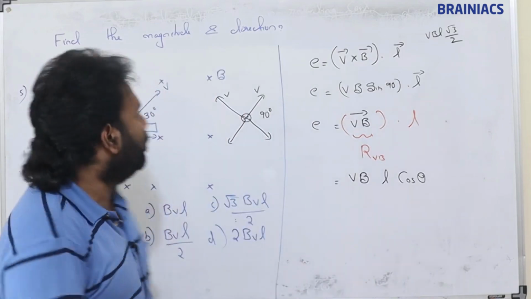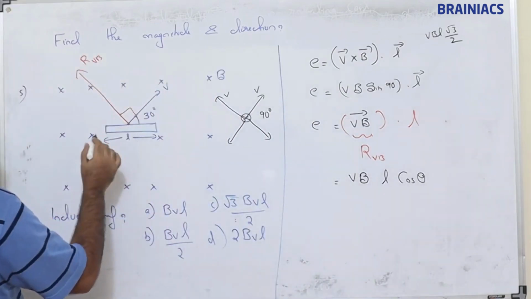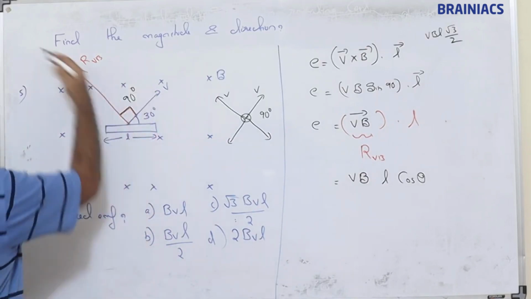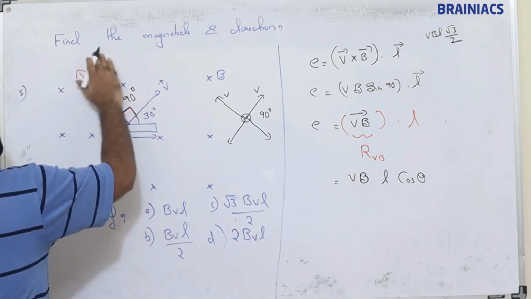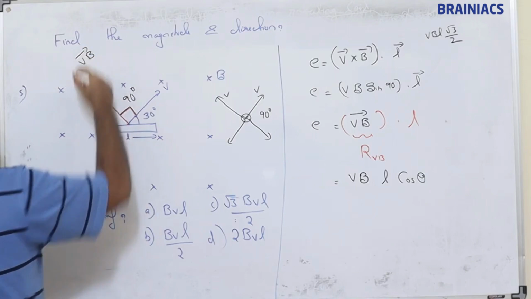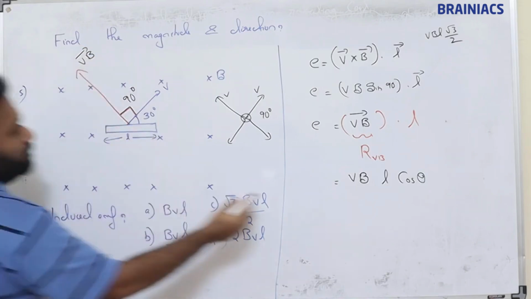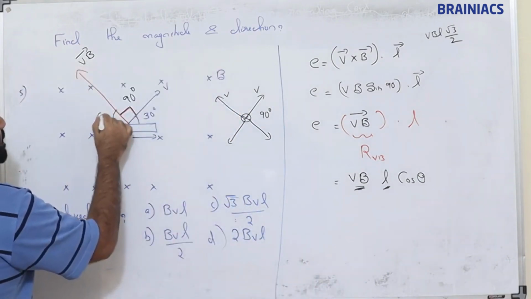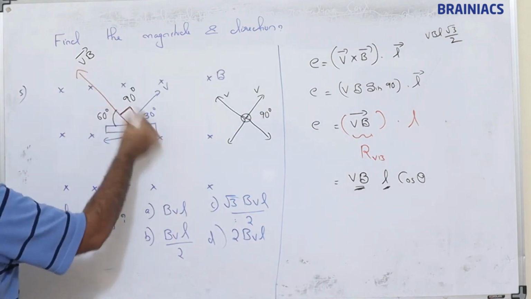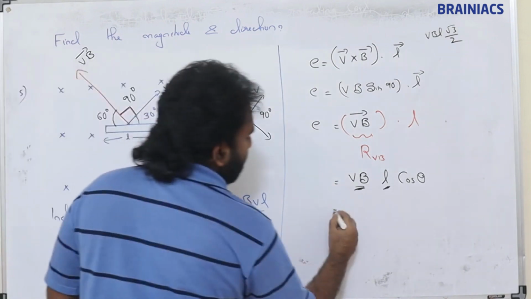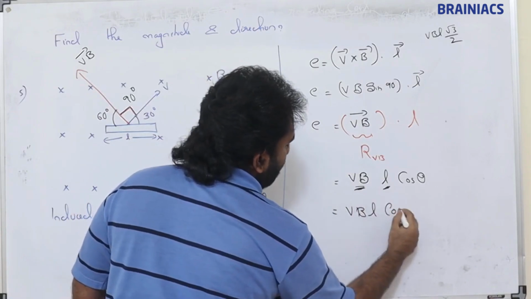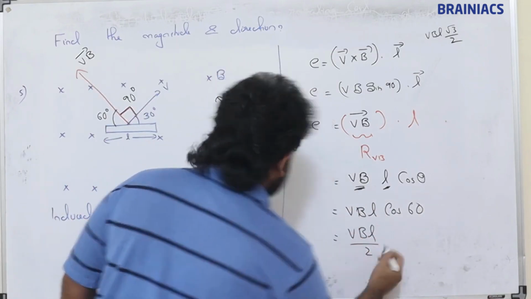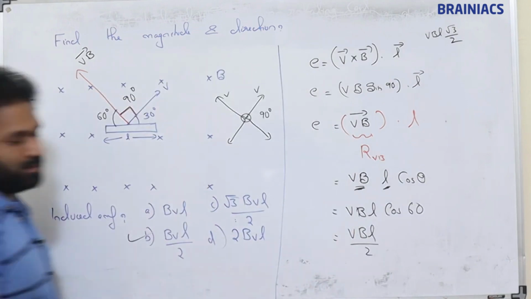No. The angle is nothing but, suppose this is 90 degree, the angle that this resultant V B vector makes with this L is what we need to choose. That is nothing but 60 degree, since this total is 120 degree. So the answer is V B L cos 60. Cos 60 is one by two. So V B L by 2 is the answer. Clear?